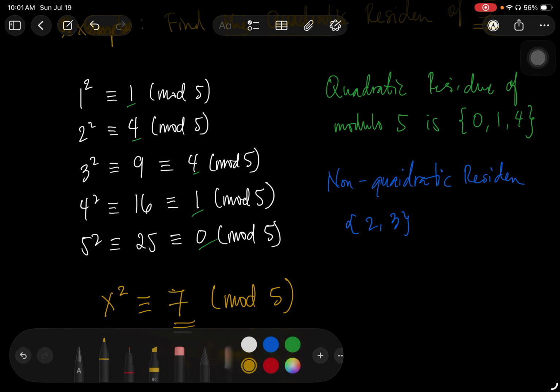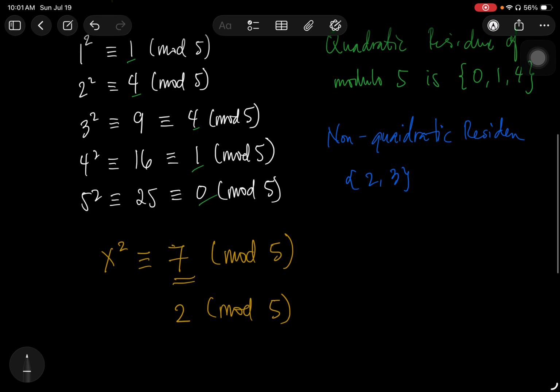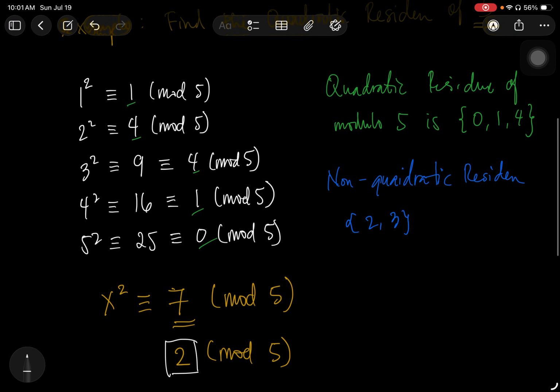So the remainder here should exist somewhere in the set. The remainders that you can get here, if 2 exists, then you can consider it. However, we only have 0, 1, 4 for this, and as you can see, 2 and 3 are non-quadratic residues.